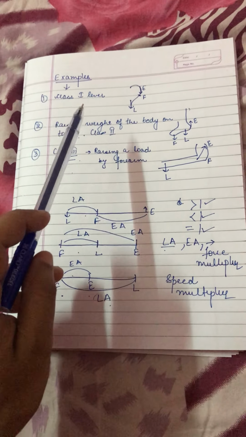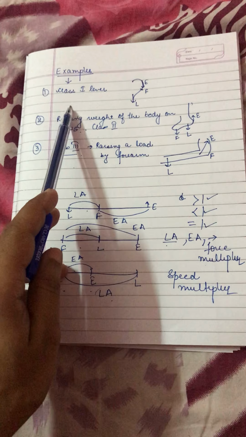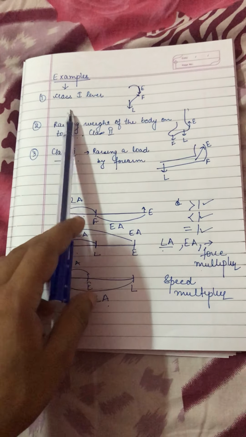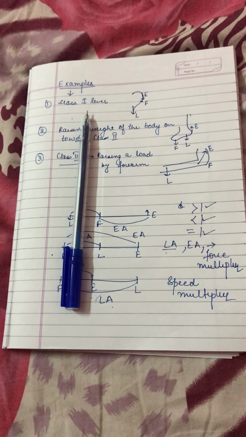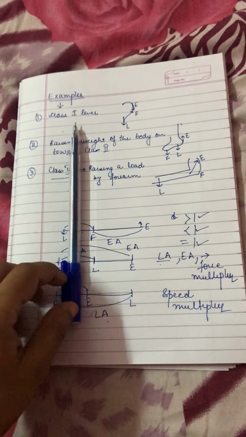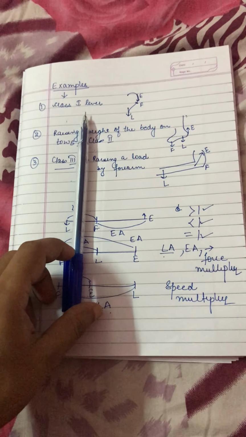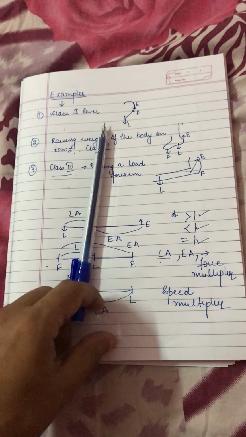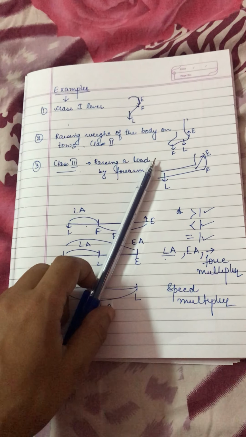Now for the class 1 lever, they are saying nodding your head. When you move your head, just check at the back where the head and neck are joining. That point is our fulcrum point. Moving down, that is the load. Applying an effort on the back side of the head, so that is class 1 lever.